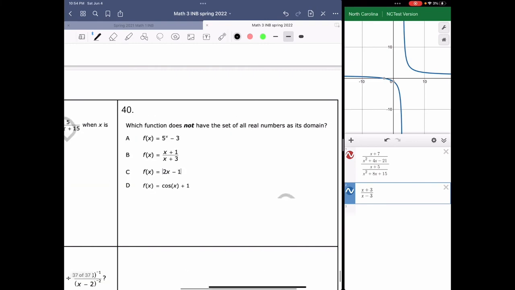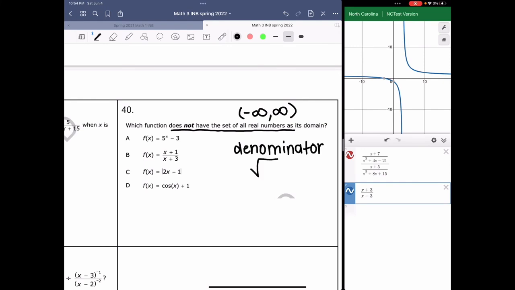So the next one says, which function does not have a set of all real numbers in the domain? All real numbers means negative infinity to infinity. When I look at this, I'm looking at which ones have either a denominator, because remember, denominators cannot be equal to 0, or a square root. The one that has a denominator is B. Those are the only two things that can cause it to not have a domain of all real numbers.